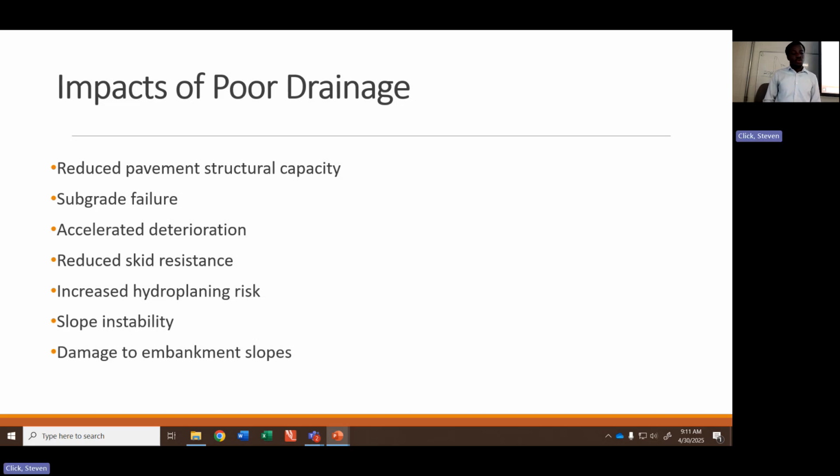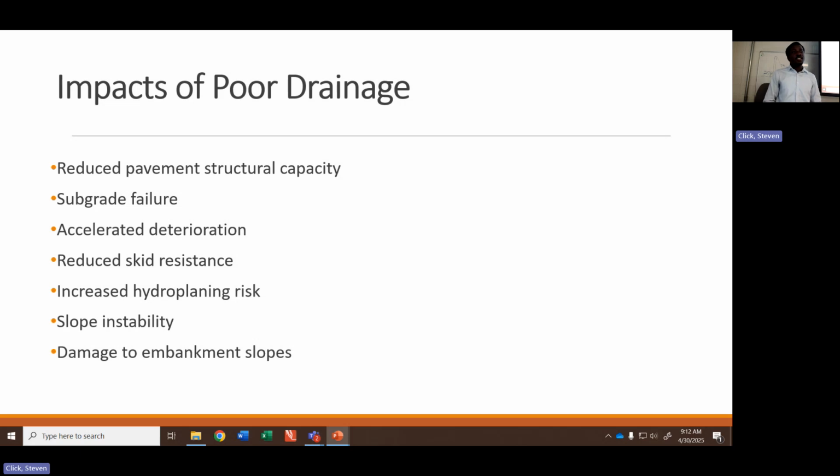Subgrade failure. This has to do with subsurface drainage. We have surface drainage and subsurface drainage. Subsurface drainage has to do with the water beneath the pavements. That's the water level. If you are not able to treat the water level by preventing it from meeting the base, the sub base, it also has impacts on the overall longevity of the road. Accelerated deterioration, I've talked about that.